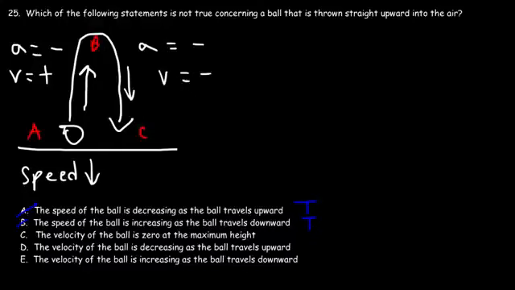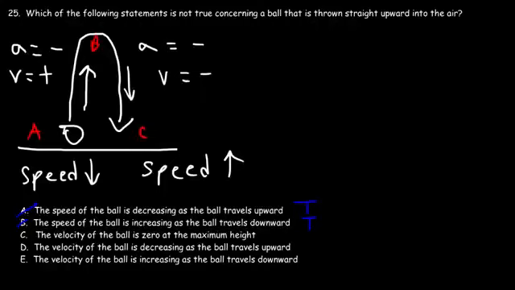So A is true, the speed of the ball is decreasing as the ball travels upward, because acceleration is negative but velocity is positive. Now for the second half of the trip, the acceleration and velocity have the same signs, and so the speed is going to be increasing. It's going to be moving faster. And so B is true, the speed of the ball is increasing as the ball travels downward.